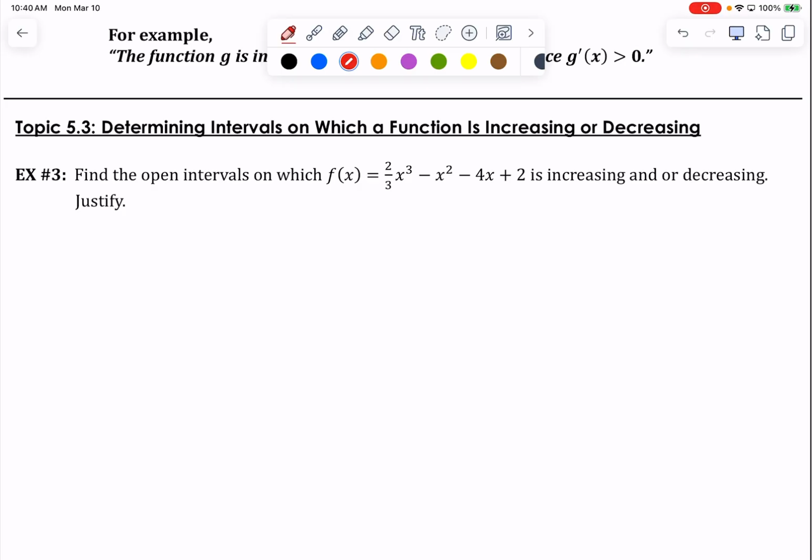All right, find the open intervals. You got swept? They got swept. Find the open intervals. Shh. Nobody cares.